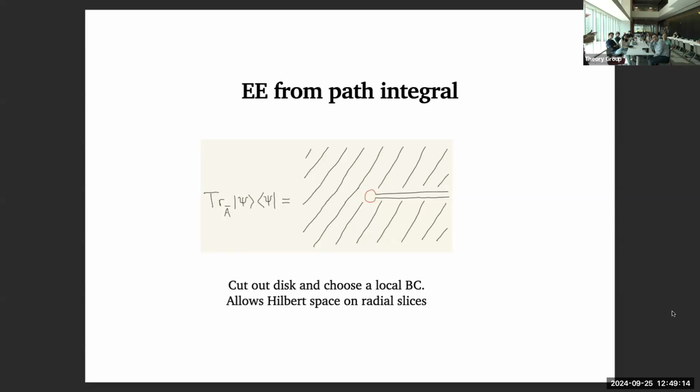And as long as you choose a local boundary condition for that little red circle, then the rays emanating out radially from it should have a well-defined Hilbert space on them, which allows you to talk about a state on one of these lines evolving angularly by 360 degrees and coming around back to where it started.